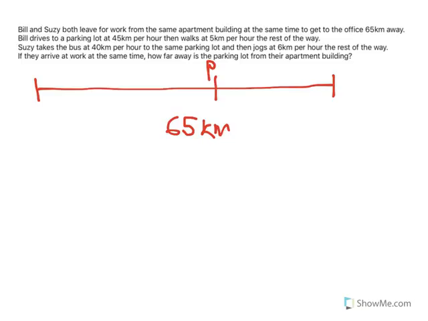Susie takes the bus at 40 kilometers an hour and then jogs the rest of the way at 6 kilometers an hour. So we have a few speeds going on. But the important part is they arrive at work at the same time. So how far away is the parking lot?